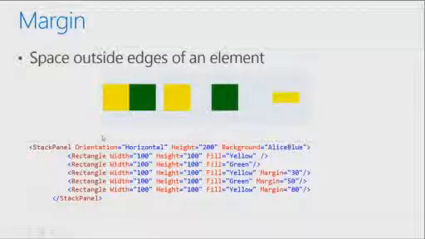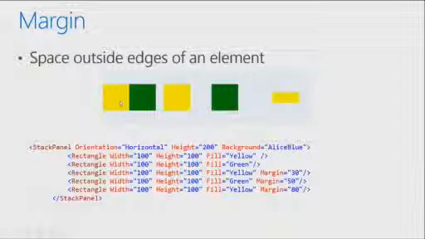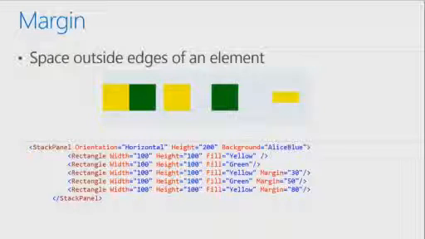For example, right here I have these rectangles, and this yellow one has no margins. They're in a stack panel, so they're oriented horizontally. This yellow one has no margin, so the green is immediately right there, almost crowding him. And again, if you had a negative margin, they could even overlap.